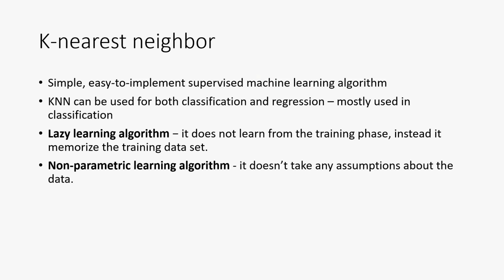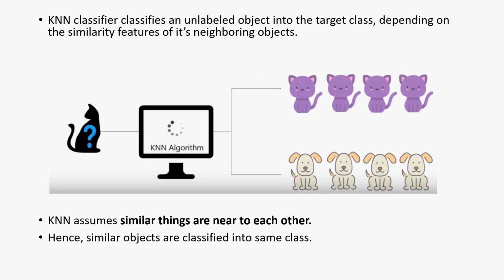This algorithm possesses two properties. The first one is that it is a lazy learning algorithm. This algorithm does not learn from the training phase. Instead, it is trained to memorize the training data. The next property is that it is a non-parametric learning algorithm. The algorithm does not make any assumptions about the available training data.